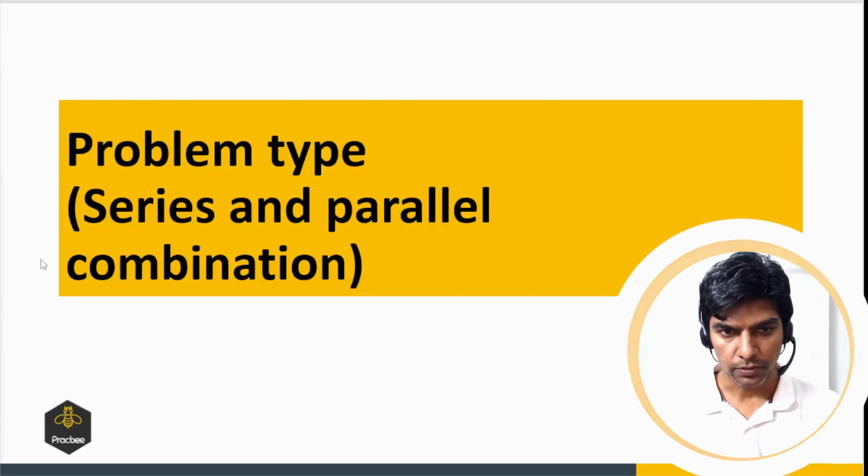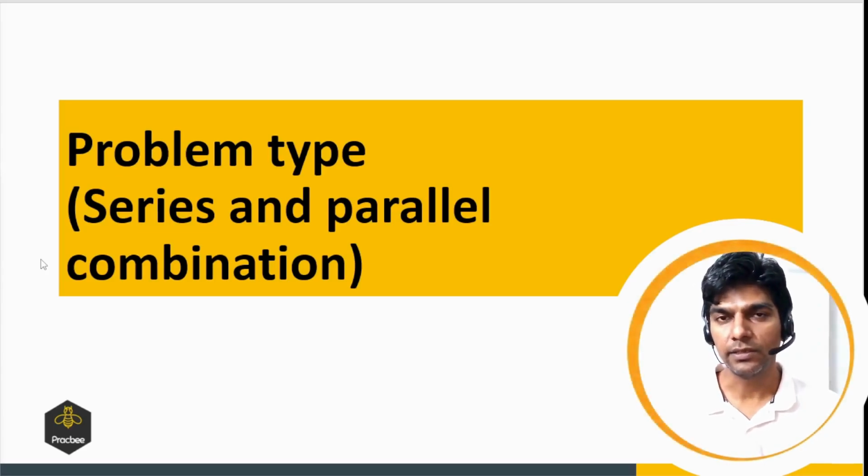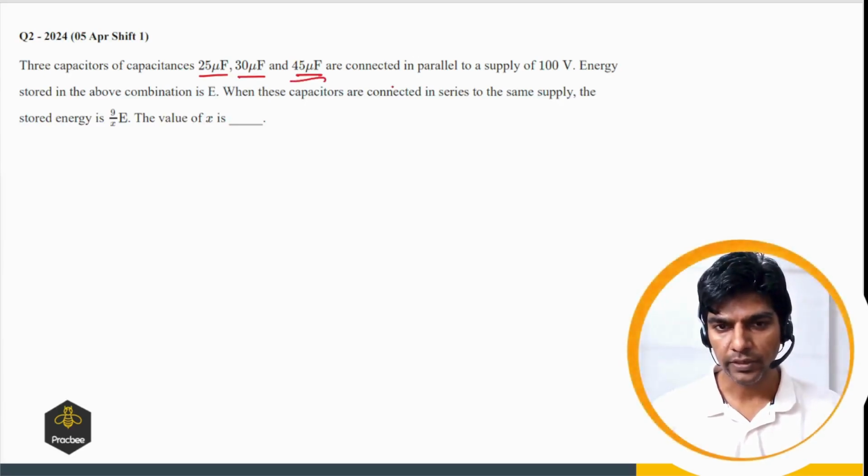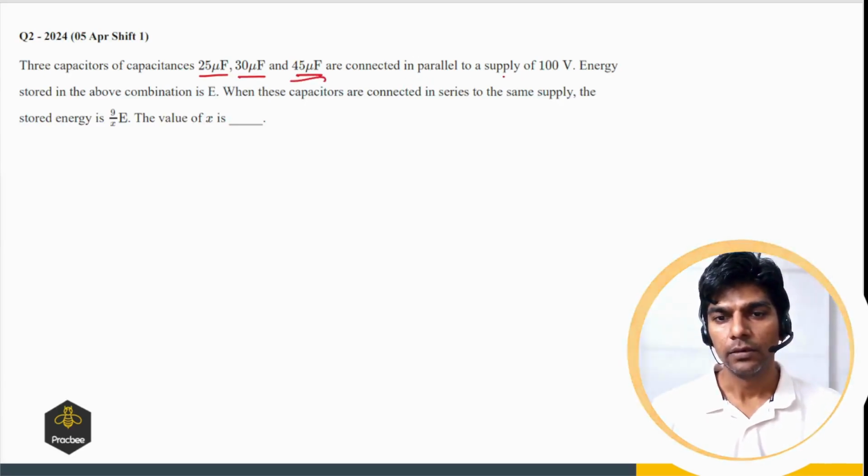Now let us see the next problem type, and it is based on series and parallel combination of capacitors. Let us see this question. 3 capacitors of capacitance 25 microfarad, 30 microfarad and 45 microfarad are connected in parallel to a supply of 100 volt. When capacitors are in parallel, the equivalent capacitance is nothing but the sum of all the capacitances.